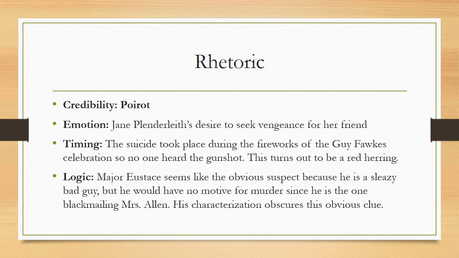You need a motive for murder, right? But this guy is awful. When Poirot and Japp go to talk to him, he is sleazy, and our emotions take over in that moment. We say, I want him to be the killer. I want him to be the bad guy. I want to see him punished, which is what Jane Plenderleith wants. But that defies logic because he has no motive.